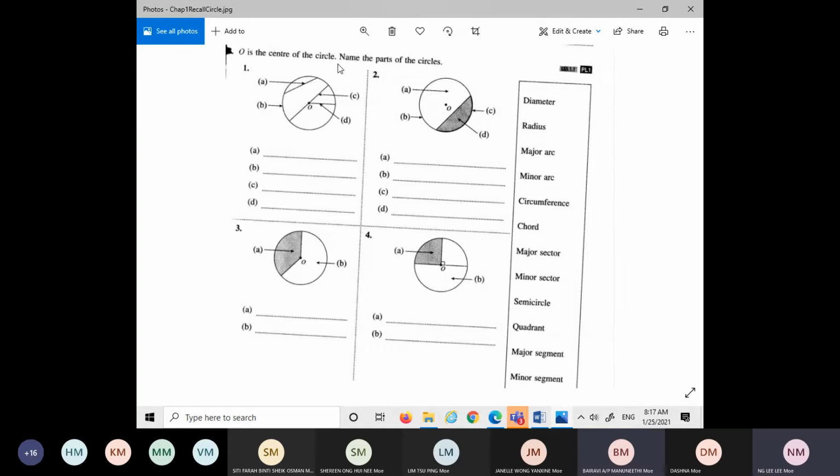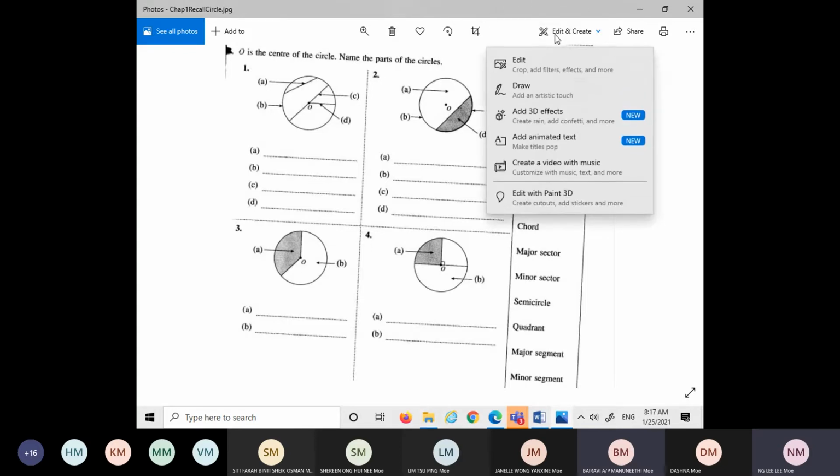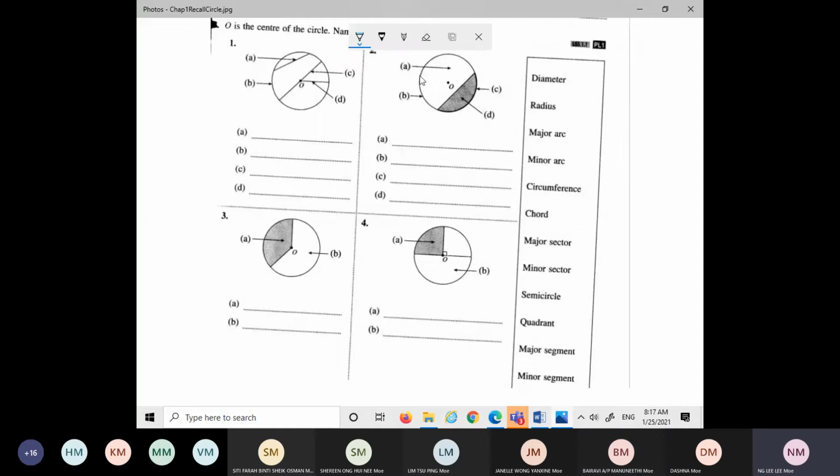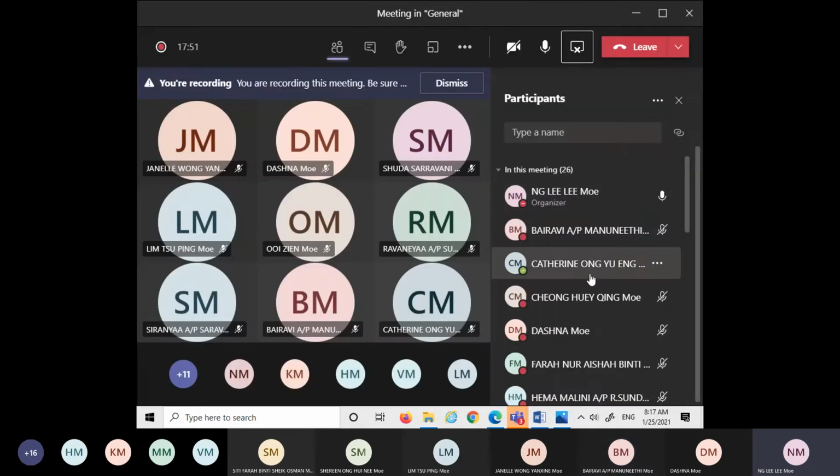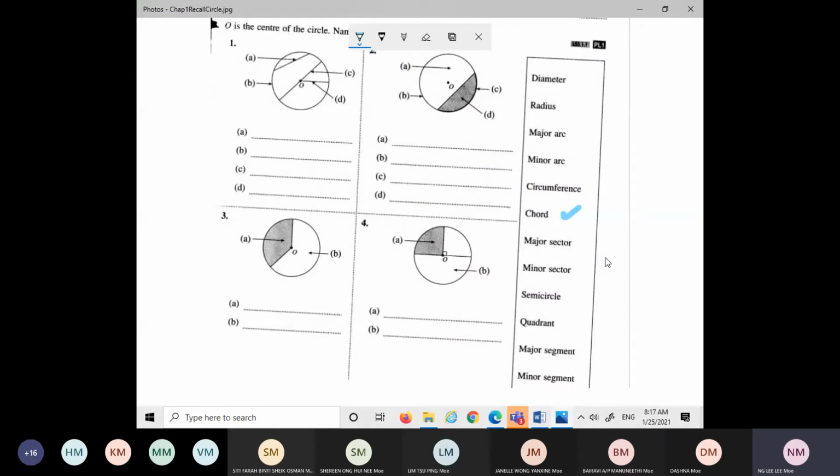Chord. Okay, so wait, I think this one I can write also. Draw. Okay, chord. Your answer is chord? Yes. Okay, 1B. Catherine. Yeah, teacher. 1B is what? This one maybe was not mentioned just now, I think, 1B.